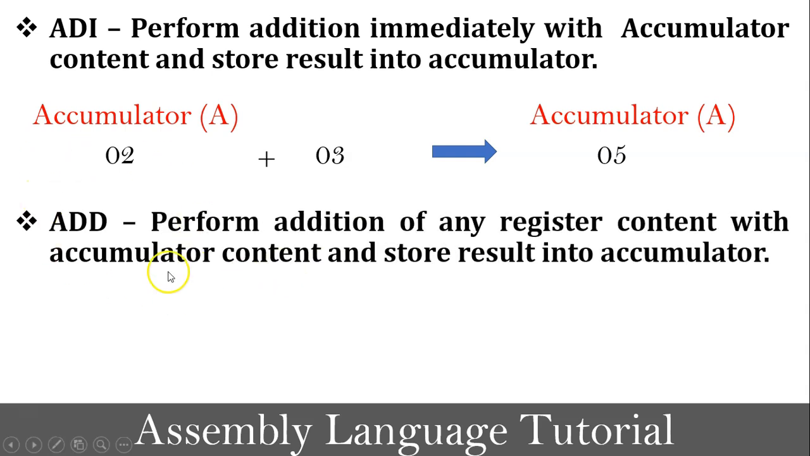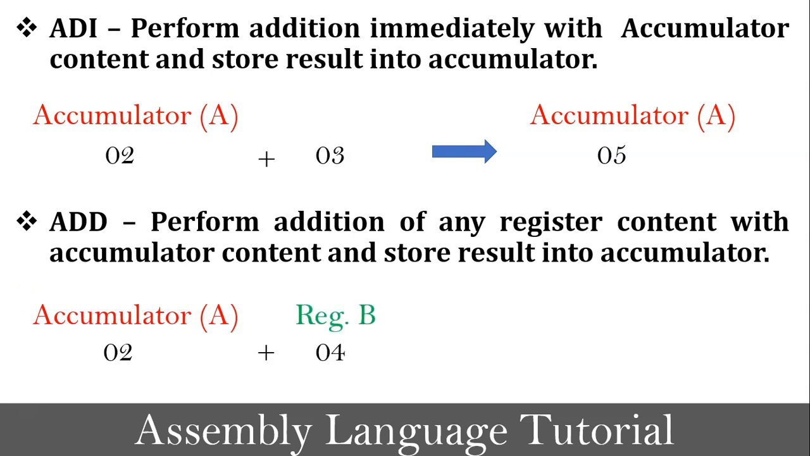The next instruction is ADD. The meaning of the ADD instruction is to perform addition of any register content with the accumulator content, and the final result is stored into the accumulator. Let's take one example to understand the ADD instruction. For example, the value 2 is stored into the accumulator and the value 4 is stored into register B. Now perform the addition of the accumulator content and register B content. So after performing the addition, 2 plus 4 is equal to 6, and the final result is stored into the accumulator.